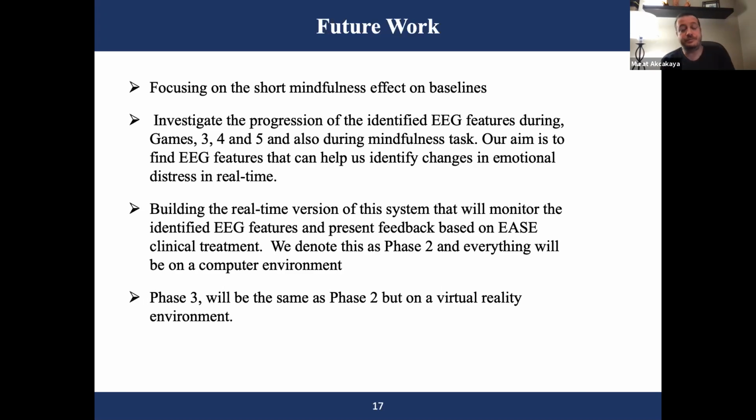So our future work, as I said, this is our preliminary step, and I also described the vision of what we want to achieve. As a future step towards achieving our goal, the first step is going to include the effect of the short mindfulness on different rest states. That's what we are working on right now.